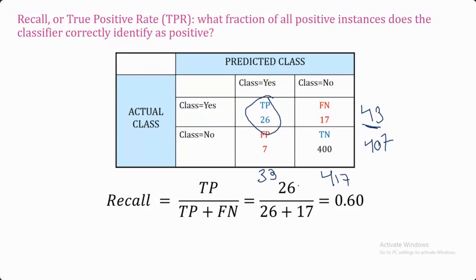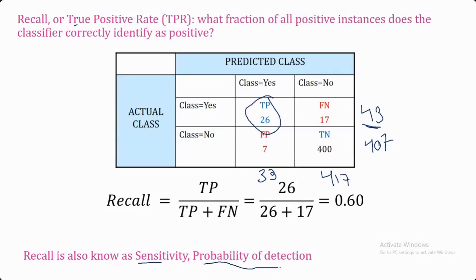So you can also see here, 26 divided by 26 plus 70. This quantifies the performance in terms of your recall. It's the fraction of all positive instances that the classifier correctly identifies as positive. So this is your recall. This recall is also known as your true positive rate, your sensitivity, and your probability of detection. So these are the other names of recall: true positive rate, sensitivity, and probability of detection.